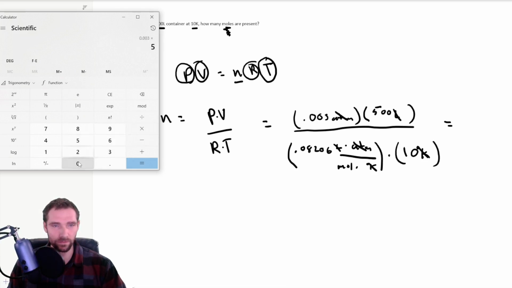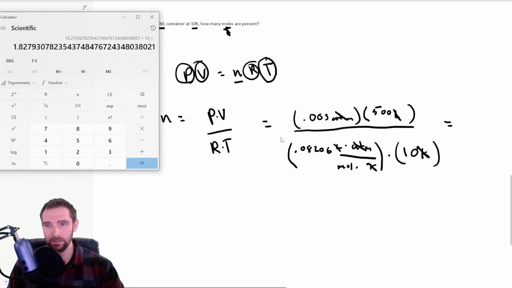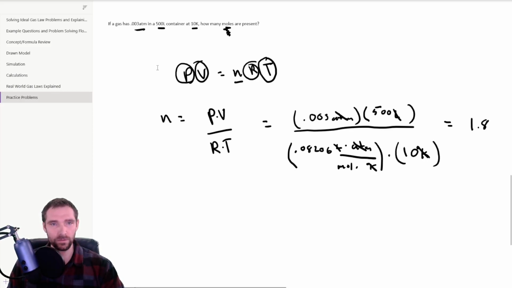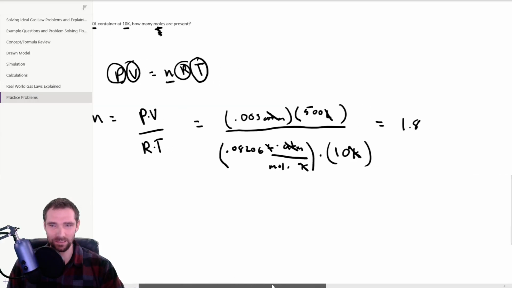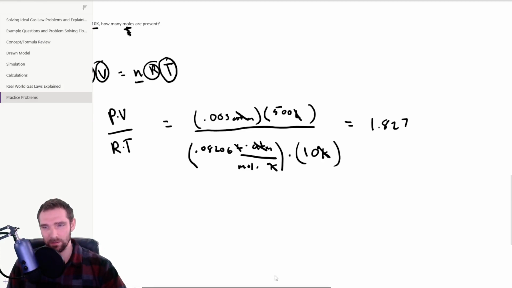0.003 times 500. Okay. And then we're going to divide that by 0.08206. And then we're also going to divide that by 10. And so we've got 1.8 moles. It looks like we had 3, and this looks like we're limited by 1 sig fig again. So 1.827, but we're only limited to 1 significant figure. So we're going to have to estimate this as 2 moles of whatever this is.